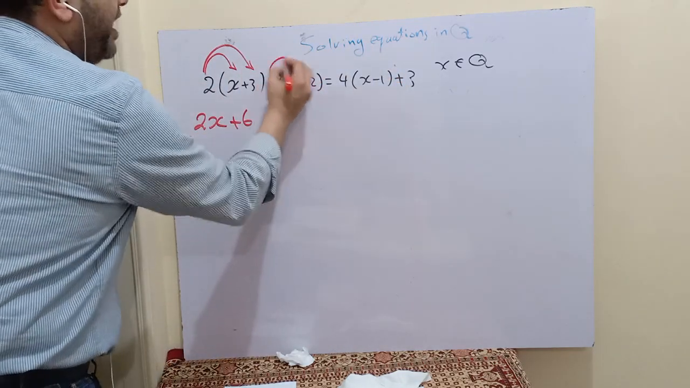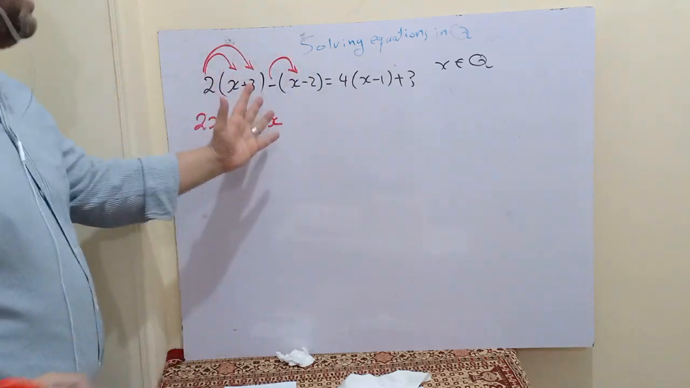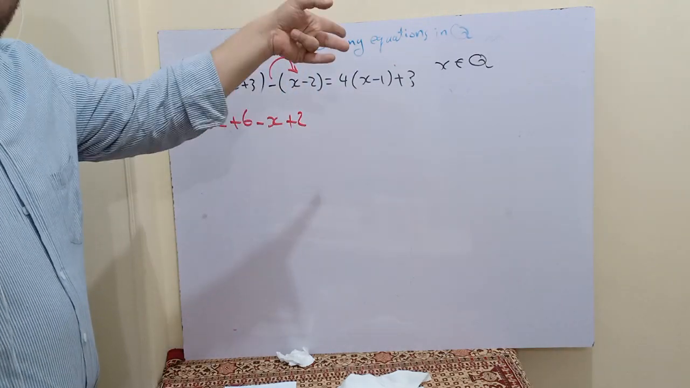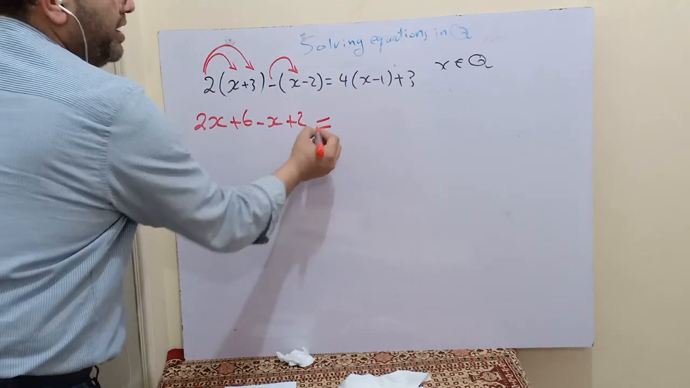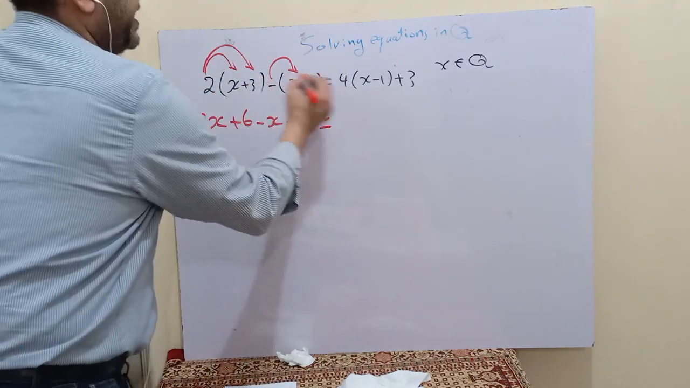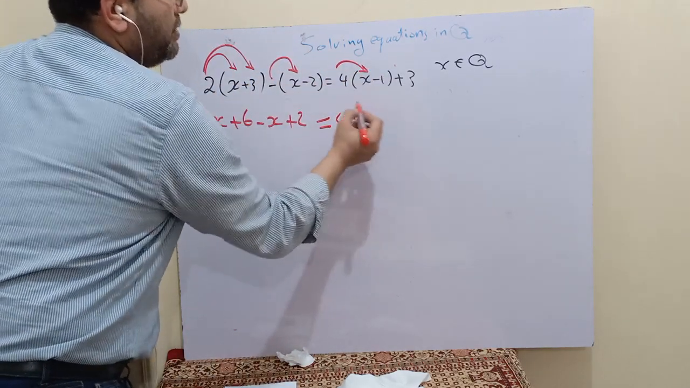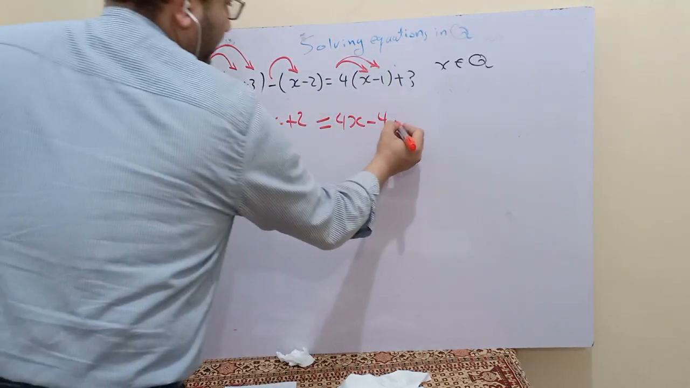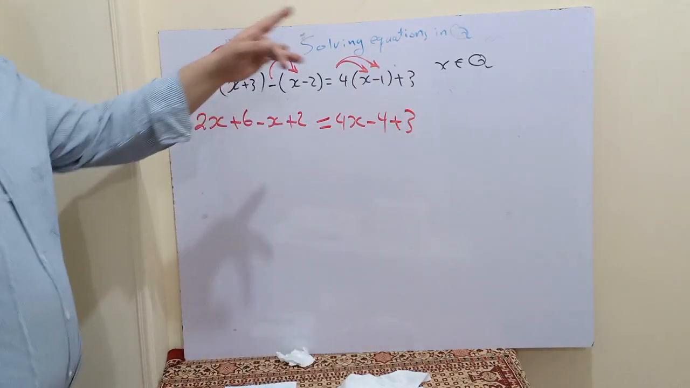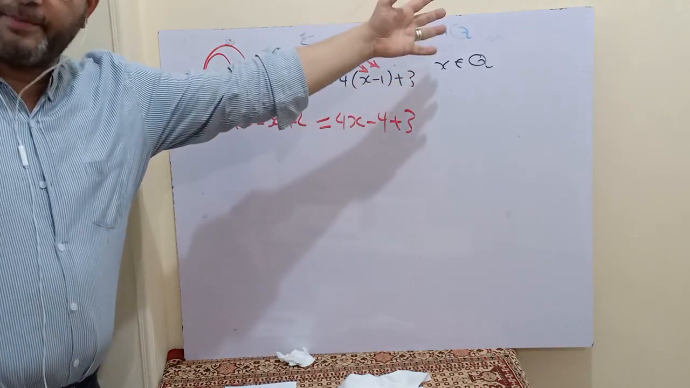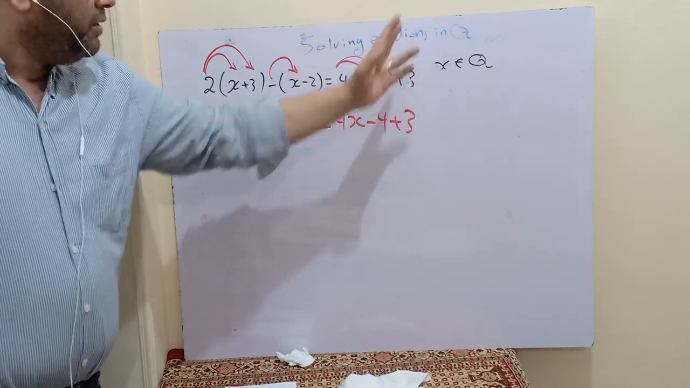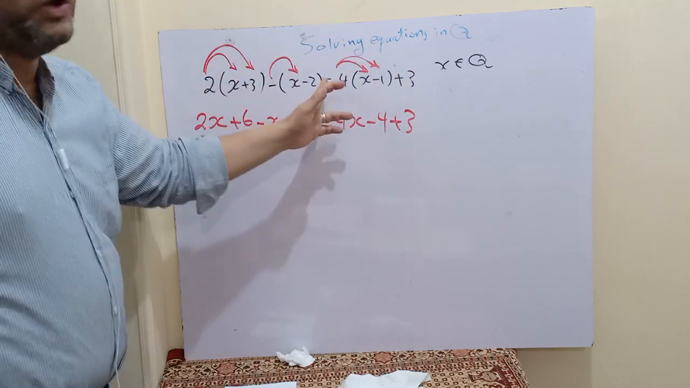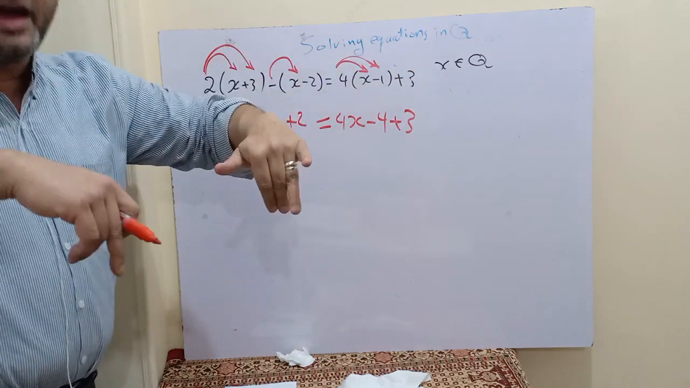Then negative 1 times x equals negative x. Negative 1 times negative 2 equals positive 2. Remember that negative times negative equals positive. 4 times x equals 4x. 4 times negative 1 equals negative 4. Plus 3. Take care: the 3 is outside the brackets, so 3 stays 3, not 4 times 3, because 4 distributes only among the terms inside the brackets.